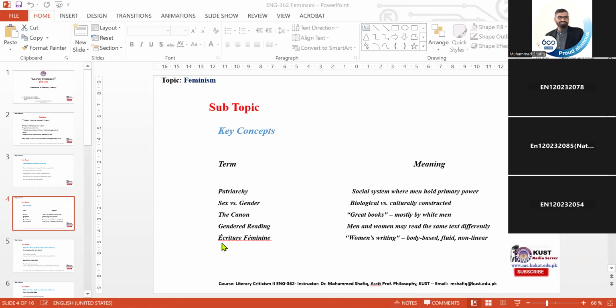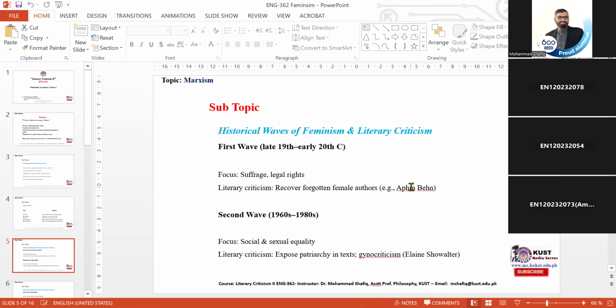And the concept of écriture féminine, this is a French concept. It means woman's writing, body-based, fluid, non-linear. So it's a cyclical kind of thing. Generally speaking, men are considered to be linear, and women cyclical or circular. So that's how they think that the readings of both men and women are different. This is what feminist literary theory is about, or this is what literary criticism from the lens of feminism is.